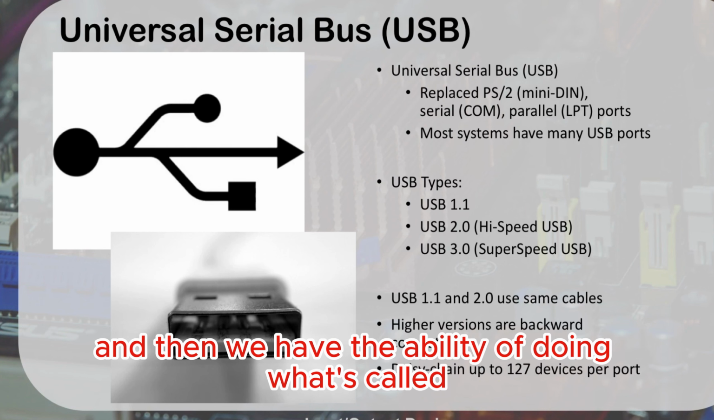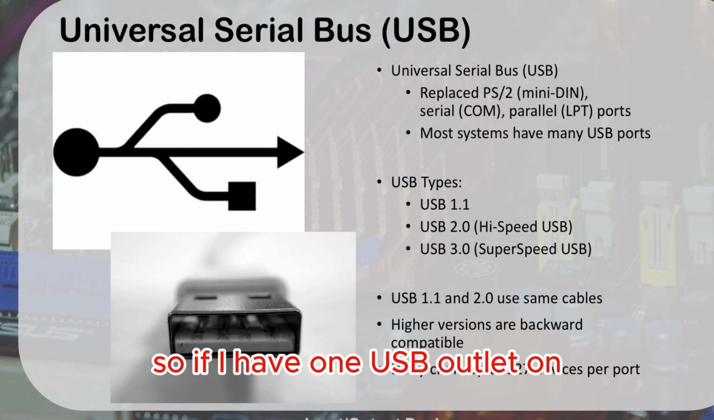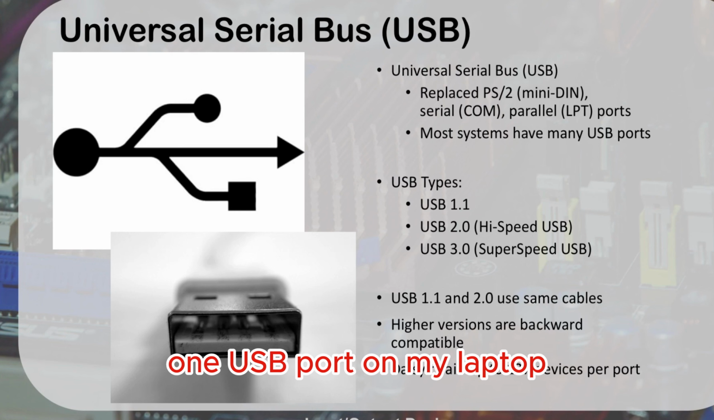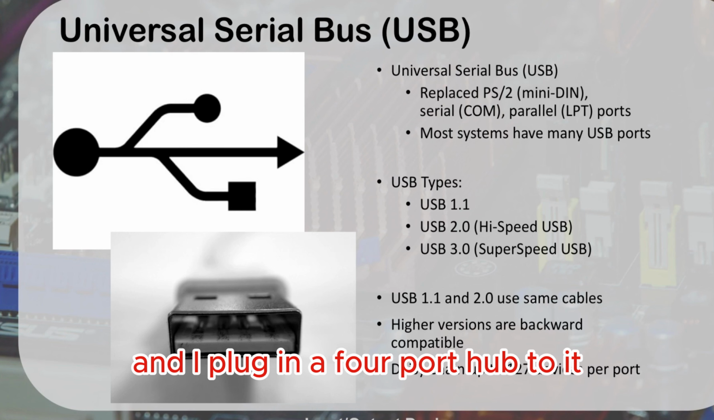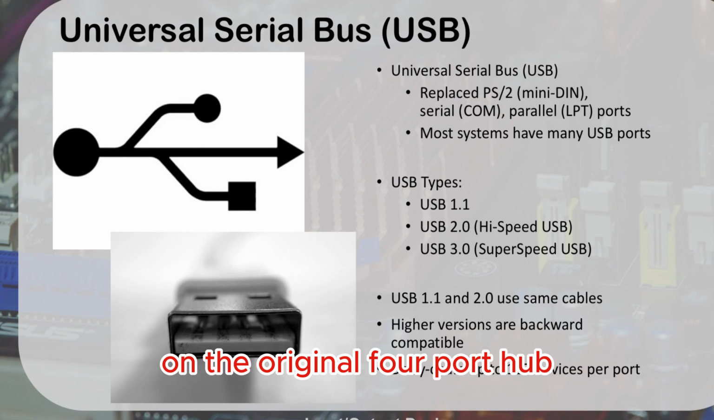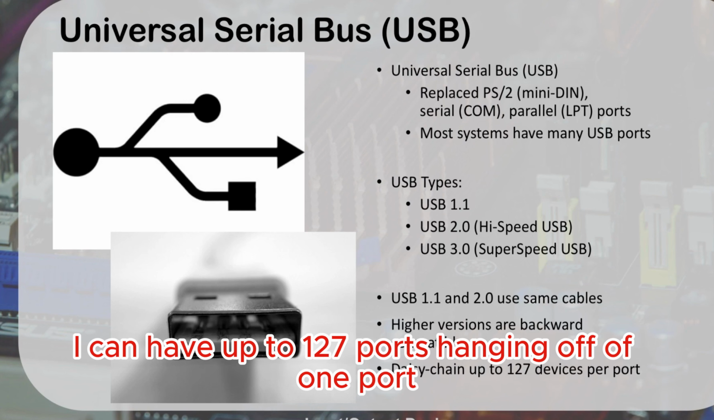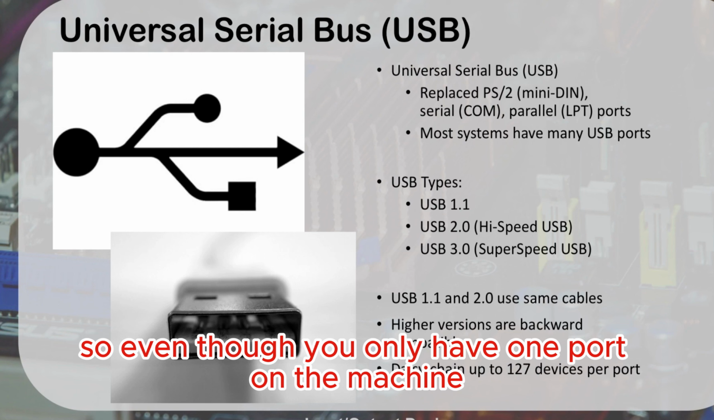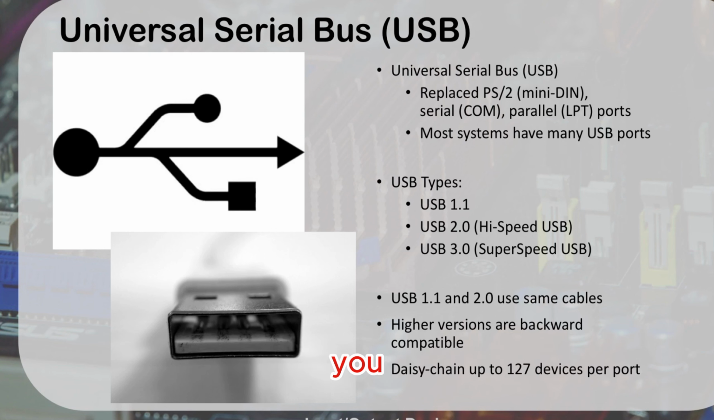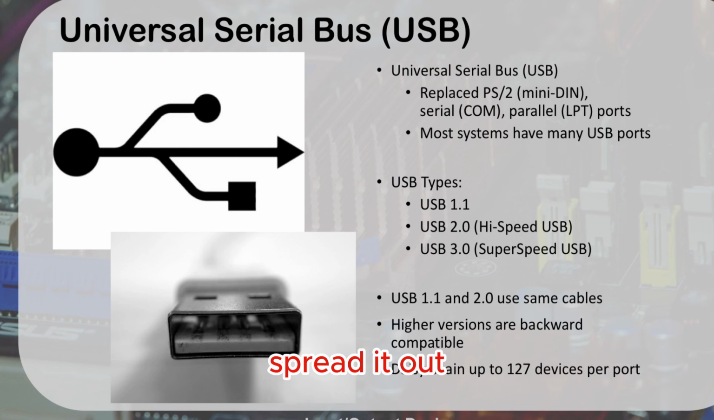And then we have the ability of doing what's called the daisy chain, where you can do up to 127 devices per port. So if I have one USB port on my laptop, and I plug in a 4-port hub to it, and then I take another 4-port hub and plug it into one of the 4 ports on the original 4-port hub, and then I keep doing that, I can daisy chain it out. I can have up to 127 devices hanging off of one port. So even though you only have one port on a machine, like a lot of the netbooks, you can actually have a lot of devices connecting to them as well as use these repeaters and these hubs to spread it out.